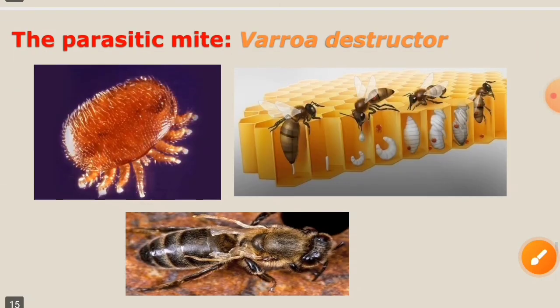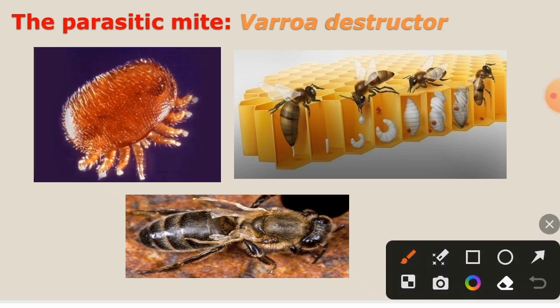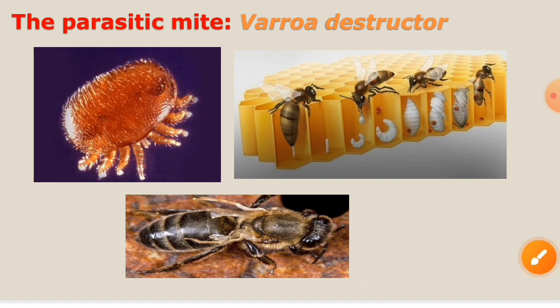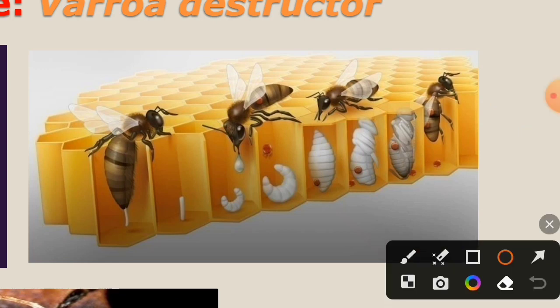Now let us discuss the parasitic mite, that is Varroa destructor. This Varroa destructor has another species also, that is Varroa jacobsoni. These mites are ectoparasites and attack both Indian and Italian bees, and they feed on early stages like larva and prepupa. As it is an ectoparasite, it will infect both larval and prepupal stages. You can see, let me show you the image. So these are the mites.